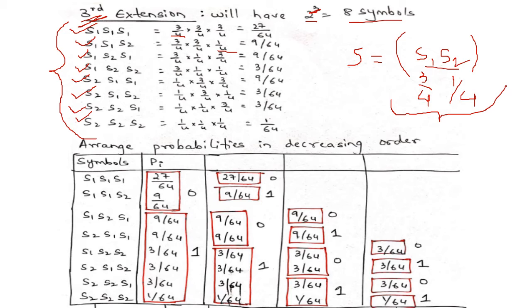Therefore, triple S1 has a probability 27 by 64. Second symbol has a probability 9 by 64. Third symbol has a probability 9 by 64. Next symbol has a probability 3 by 64. S2 double S1 has a probability 9 by 64. And the next 2 symbols are occurring with a probability 3 by 64. And the last symbol has a probability 1 by 64.